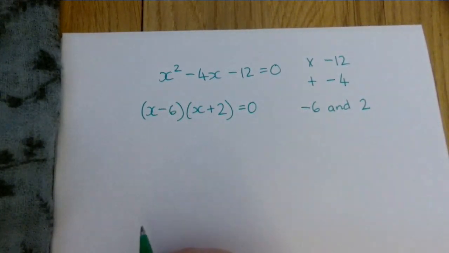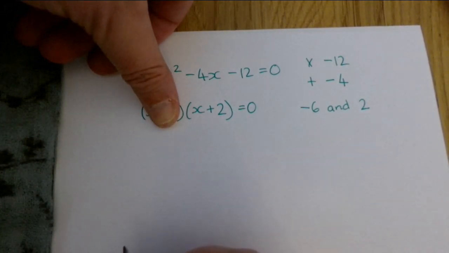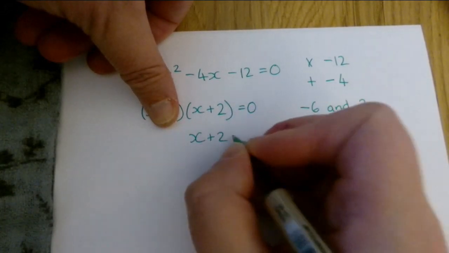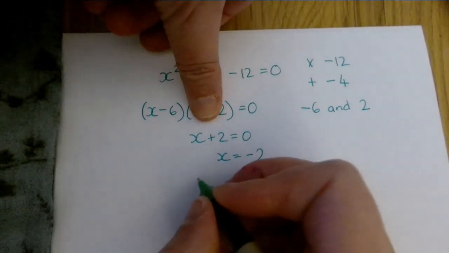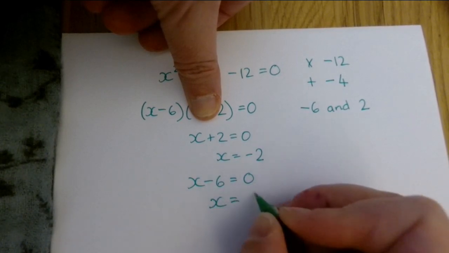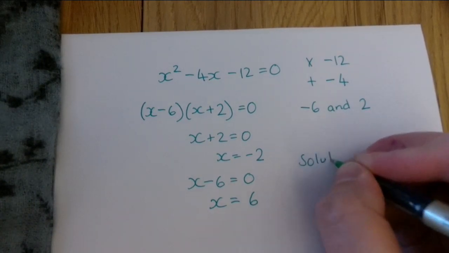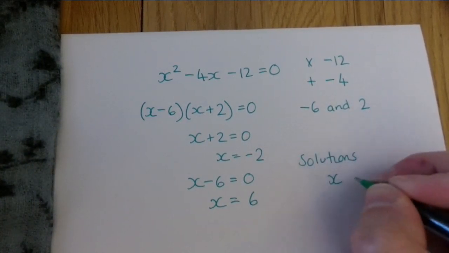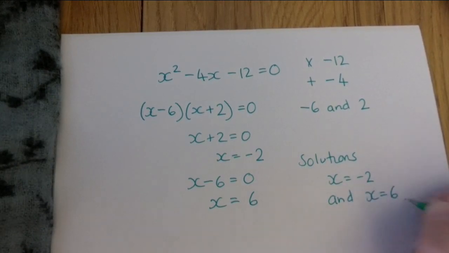That's our factorised form. So our solutions come, again, for covering in one up at a time. X plus 2 equals 0, so x equals minus 2. And x minus 6 equals 0, so x equals positive 6. So our solutions, x equals minus 2 and x equals 6.